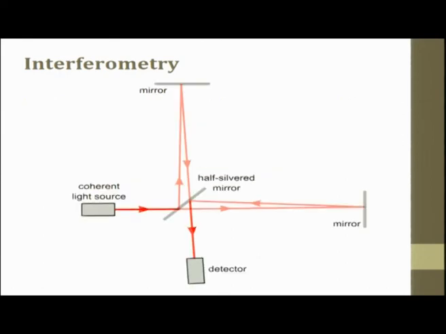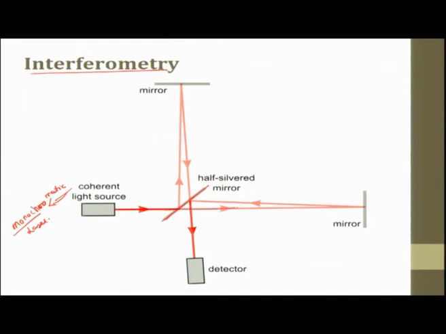So, this is a typical interferometer. Here is a coherent light source. This can be a monochromatic light source, or it can even be a laser. This light source hits a beam splitter, which is a half silvered mirror. So, the light gets split here, and then it travels towards the mirror.